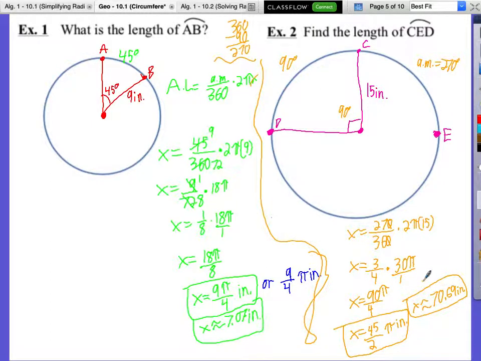If you got a different answer, Nick, did you do 3.14 or pi? I just multiply 90 by 3.14, then divide by 2. So if you do 3.14 instead of pi, you get a little bit different. Nick got 70.62. Is that much different than this? No, just slightly. So if you do 3.14, I'm not going to count it wrong. Just type in 270 over 360 times 30 pi.